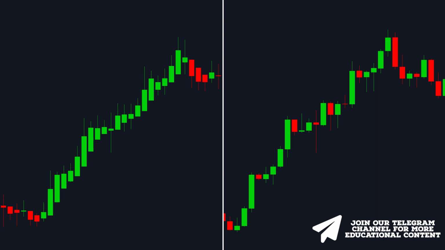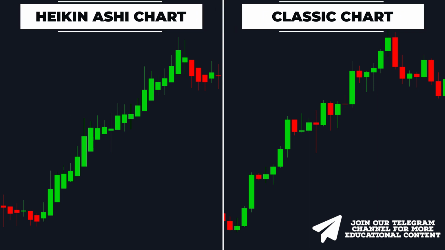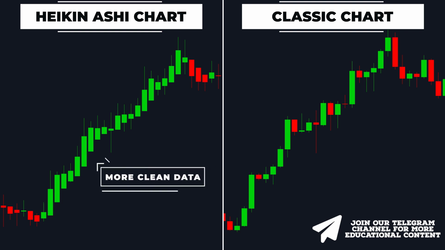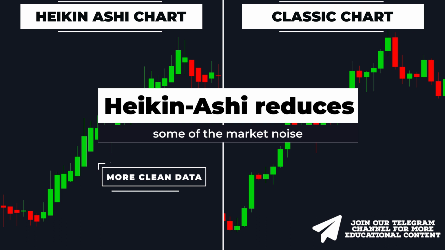As you can see, we have a classic chart with Japanese candles to the right and the same chart with Heikin Ashi candles to the left. So Heikin Ashi candlesticks make the chart more readable and trend simpler to analyze. As a result, Heikin Ashi candles help us filter out the noise of day-to-day price fluctuations.